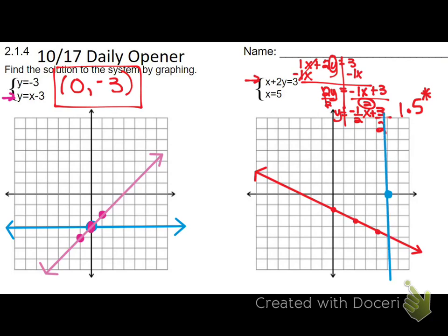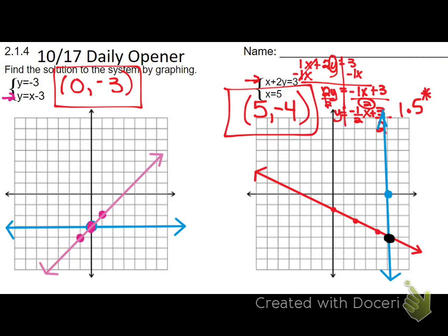So, it ends up being a pretty easy solution though, thank goodness. Where do these two lines intersect? Right here. So what's the ordered pair for that? What's my x value? The x value should be easy. What's the x value, guys? 4. And then what's my y value? -4. So that is going to be the solution to the system by graphing.